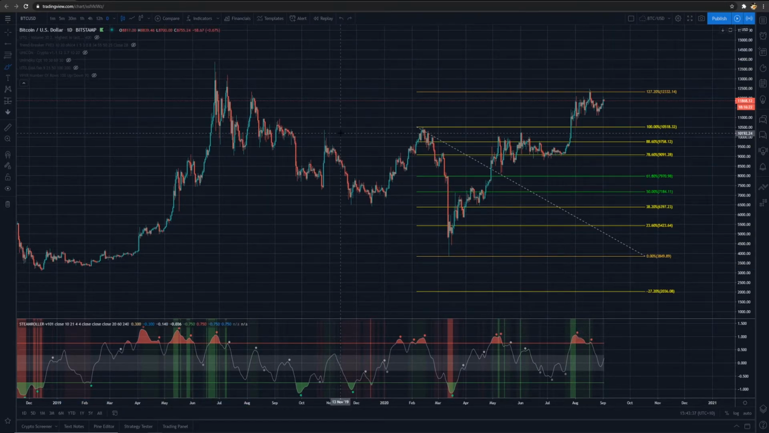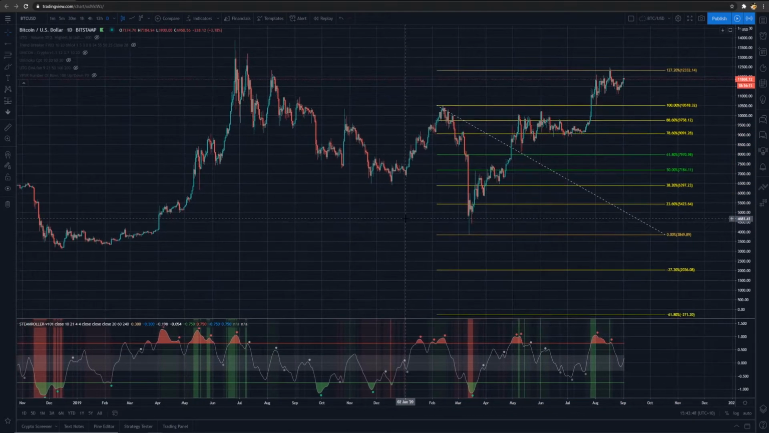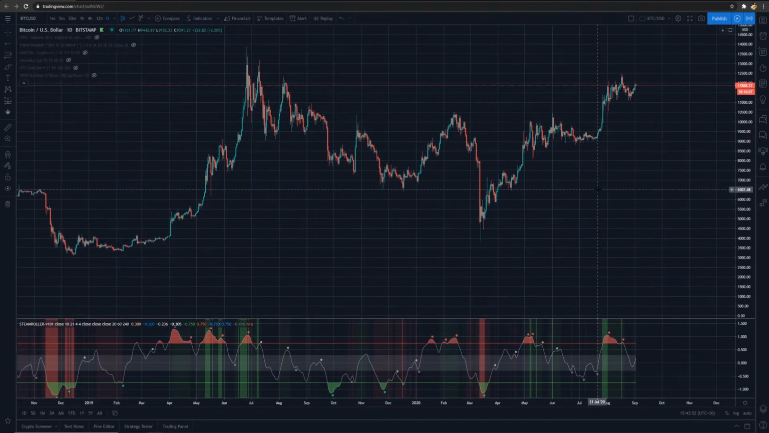So using Fibs is a very, very beneficial tool to add to your arsenal if you're not using it already. Most traders do use it that I've encountered over the last couple of years of doing this. So it's a very, very easy tool to master.